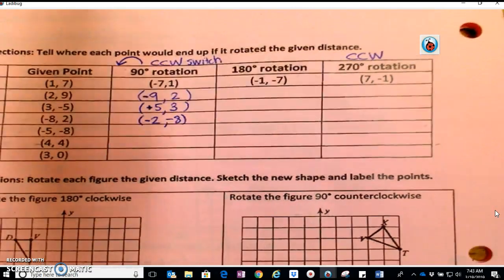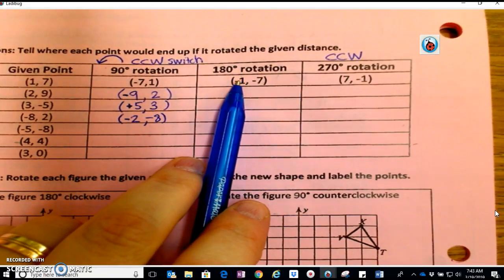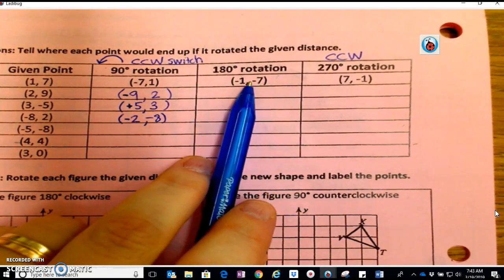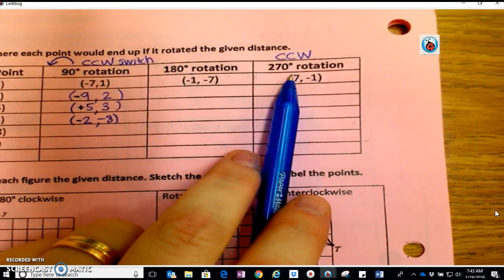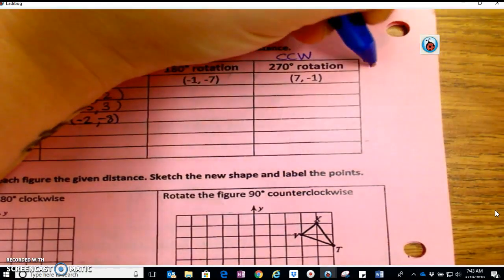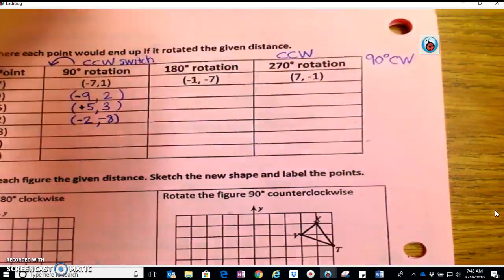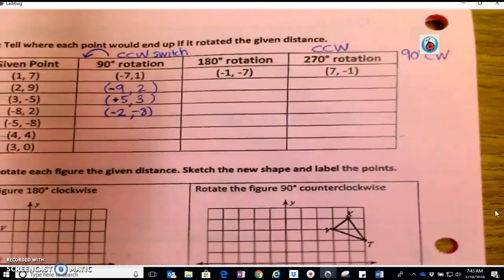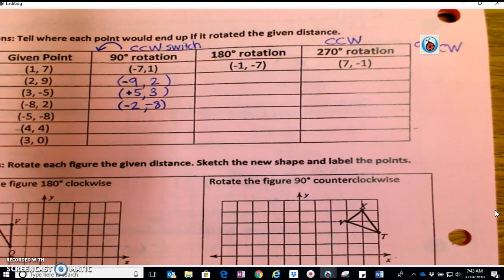All right, so you're going to do the same thing. Apply the 180 rotation. Remember, there was no switching in this one. And then 270 rotation counterclockwise is the same as a 90 degrees clockwise. So go ahead and pause the video and see if you can apply the rules to find out where the new location would be for those coordinates. And then check back in when you're ready.